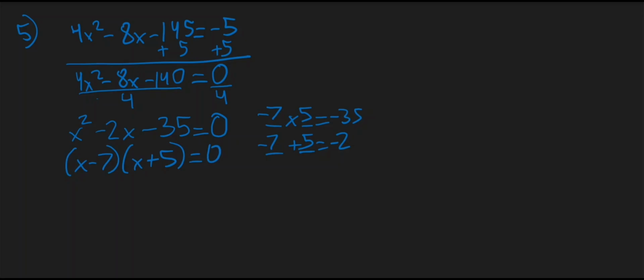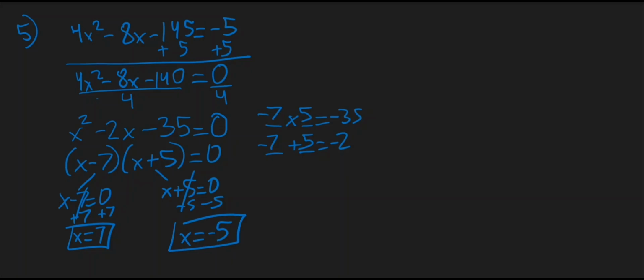And if the first factor, x minus 7, is equivalent to 0, then we add 7 on both sides to obtain an x value of 7. And if the second factor, which is x plus 5, is equivalent to 0, then we subtract away 5 to obtain an x value of negative 5.